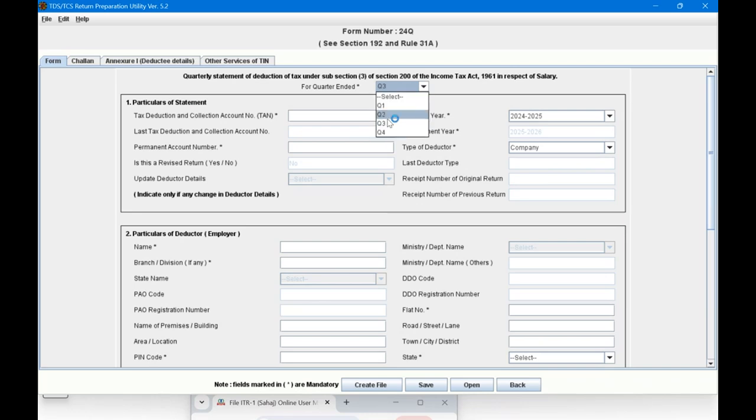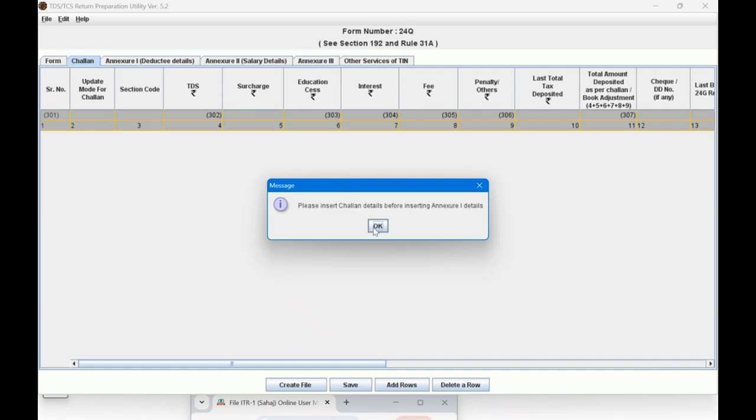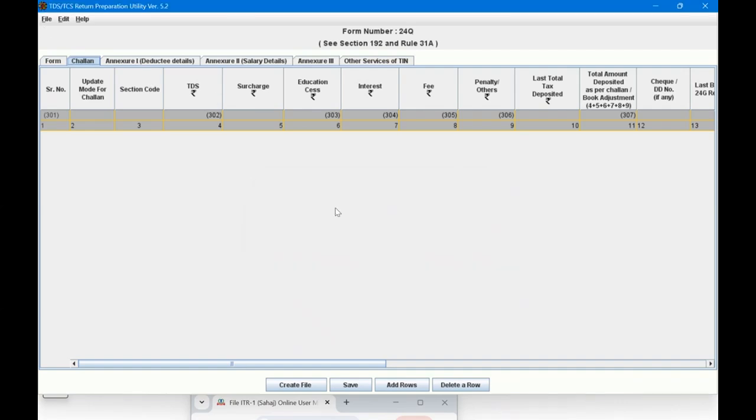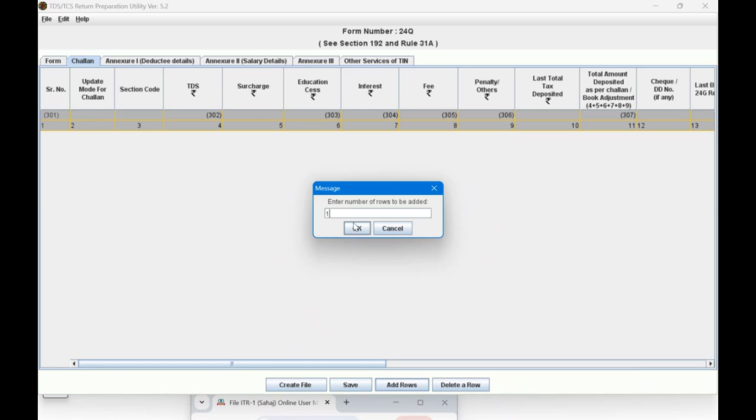However, in case of the fourth quarter, if I'm trying to furnish form number 24Q for the fourth quarter, there is more information we are required to provide while filing our TDS return form number 24Q. This information generally comes after inserting TDS, challan, etc. Say I'm adding one challan.